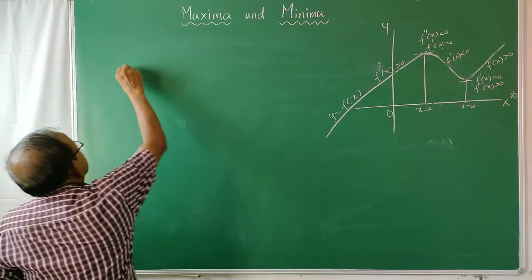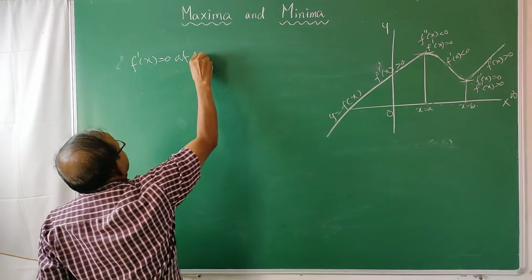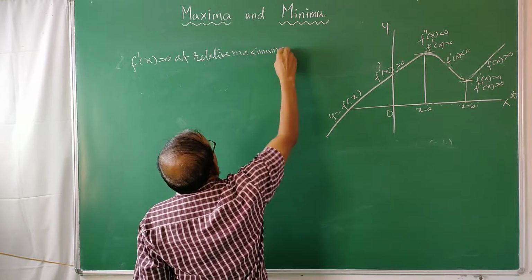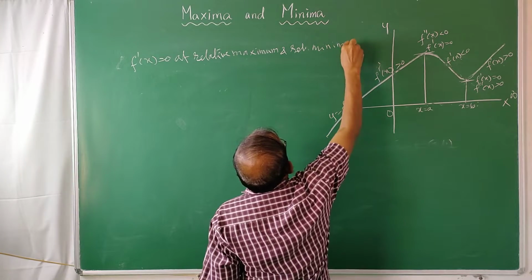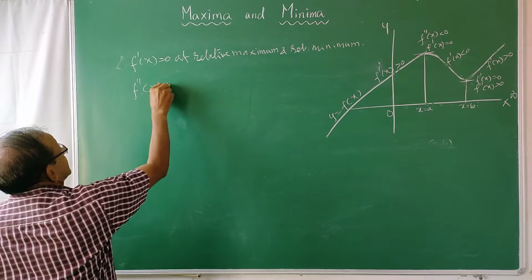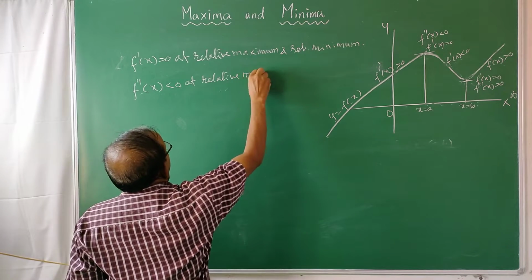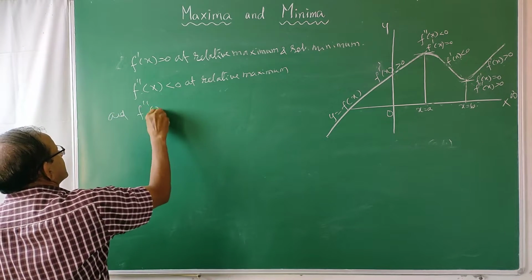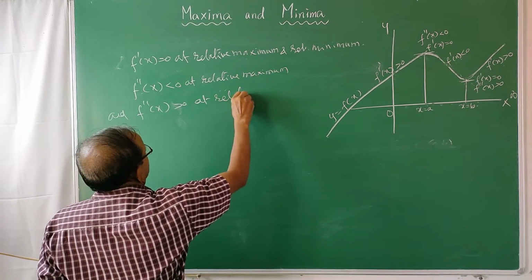Now, f dash x is equal to 0 at relative maximum and relative minimum, and second derivative f double dash x is negative at relative maximum and f double dash x is positive at relative minimum.